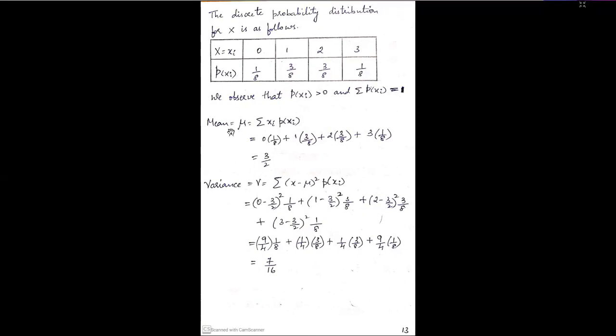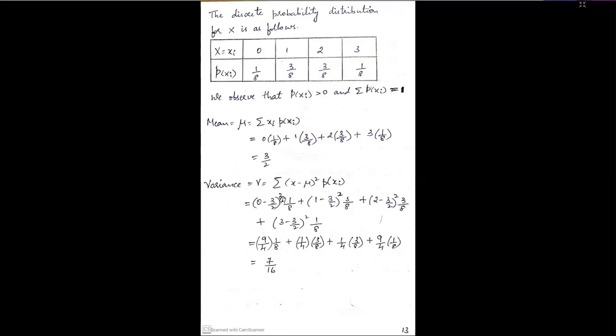Now the mean is given as summation xi p(xi). Substituting the values: 0 into 1 by 8 plus 1 into 3 by 8 plus 2 into 3 by 8 plus 3 into 1 by 8. When you simplify, you get the answer as 3 by 2. Similarly, variance is obtained. The formula for variance is summation (x minus mu) the whole square into p(xi). Now substitute in each case. So x in the first case, 0 minus mu, is minus 3 by 2.